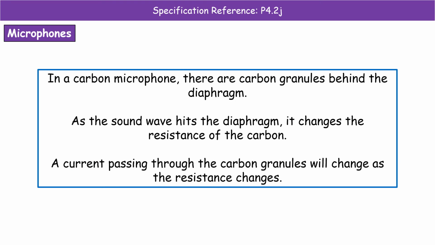The second type of microphone is a carbon microphone, and this one just has little granules of carbon behind the diaphragm, so that as the sound wave hits the diaphragm, it changes the resistance of the carbon, and therefore the current passing through those carbon granules changes because the resistance also changes. So there are two types of microphone. The dynamic microphone, I would say, is more likely to come up than the carbon one, but just remember, carbon is to do with resistance changes. The dynamic microphone, we're inducing that potential difference again.